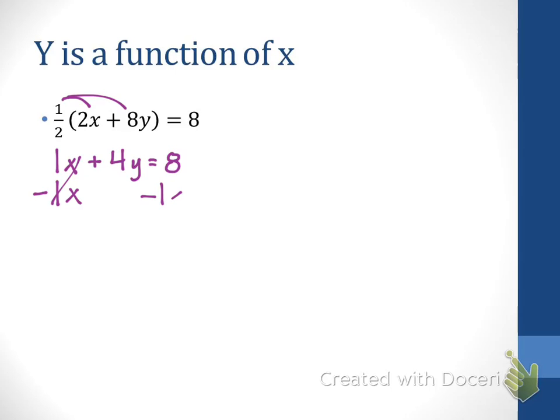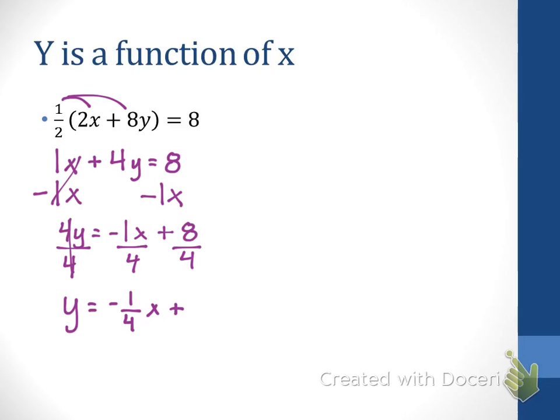Does 1x go in front of the 8 or behind the 8? In front of. Very good, because the variable always has to be first. Negative 1x plus 8, because 8's positive. Now what do I do to get y by itself? Divide by 4. And I divide every single term by 4. And I get y is equal to negative 1/4 x plus 2. Very good. And now it is in function form. I have y by itself. That is the end of the Chapter 3 review.